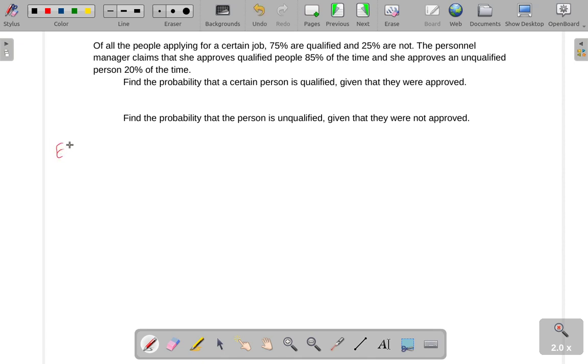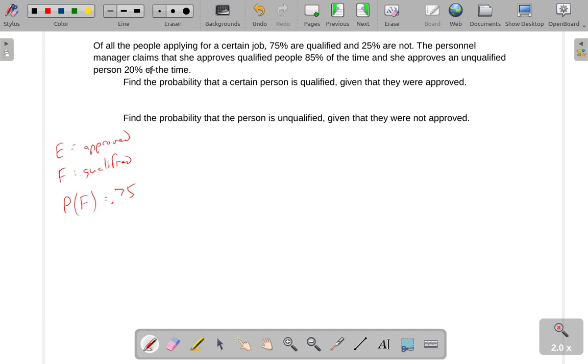Let's define our events. We're talking about whether they are approved and whether or not they were qualified. So I'm defining E to be the event they were approved, F to be the event they were qualified. 75% are qualified just going into the job. Without knowing anything else, of all people applying to this job, 75% are qualified. So the probability of F is 0.75. And 25% are not. That's just the complement, P of F complement equals 0.25.